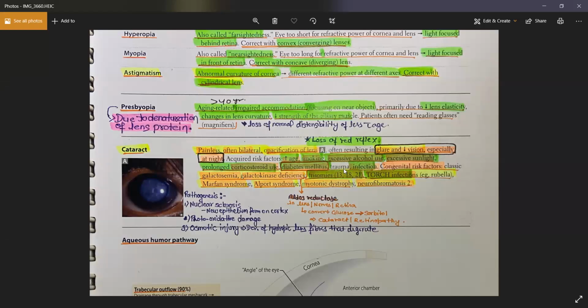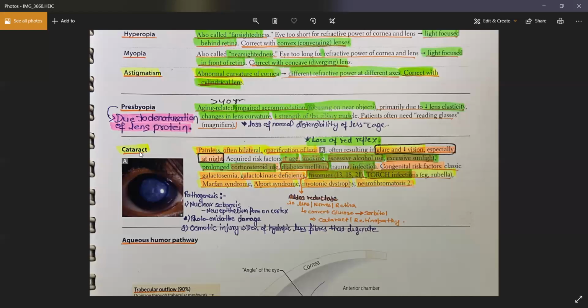Other metabolic conditions, if you guys remember in childhood, galactosemia, galactokinase deficiency. And the fructose also? No, fructose won't cause it. It's only the galactose that can cause it. Okay, good. So infection, trauma, metabolic changes, diabetes, corticosteroid use, excessive sunlight, alcohol, smoking, and age. These are all the risk factors for the cataract.